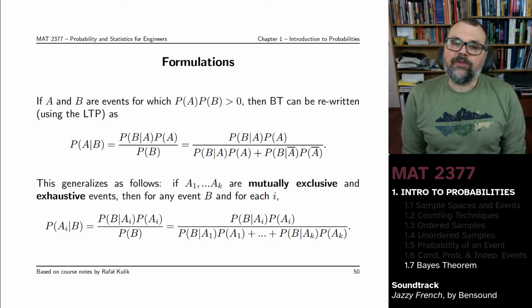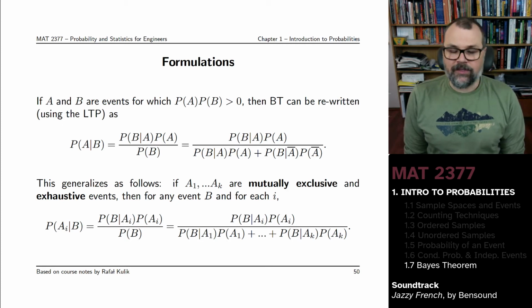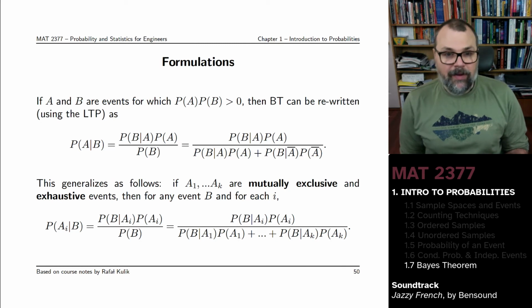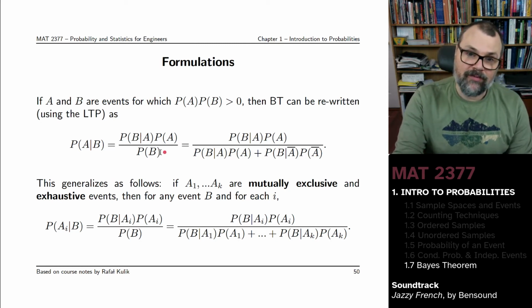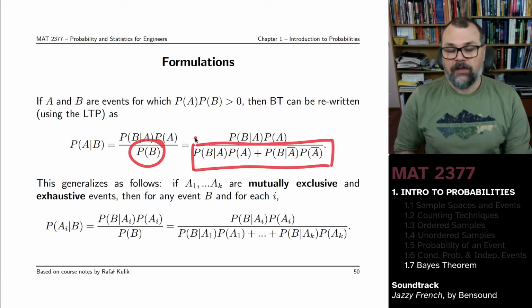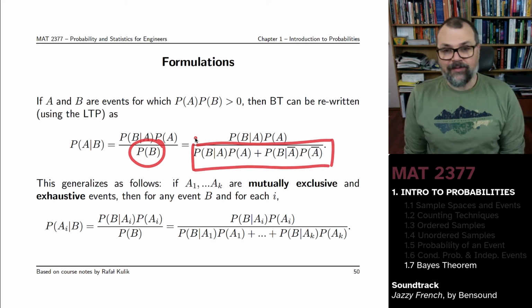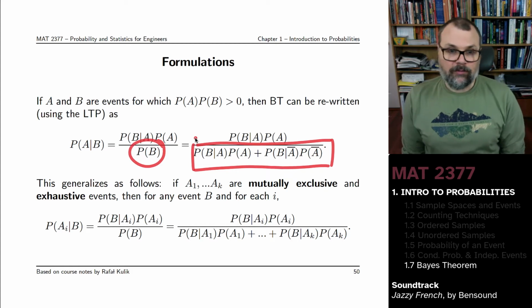If you only have two events here, A and B, and they're both non-empty events, which is to say they both have a non-zero probability, then you can rewrite Bayes' theorem and you basically expand the denominator. The probability of B will be actually written as the probability of B given A times the probability of A plus the probability of B given the complement of A, or not A, times the probability of not A. That's the law of total probability.